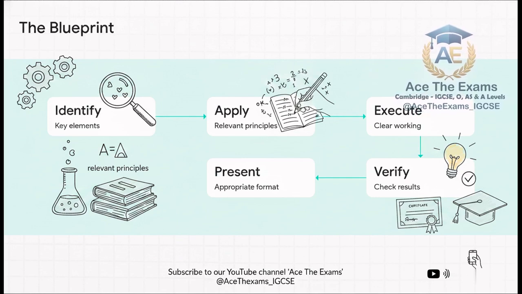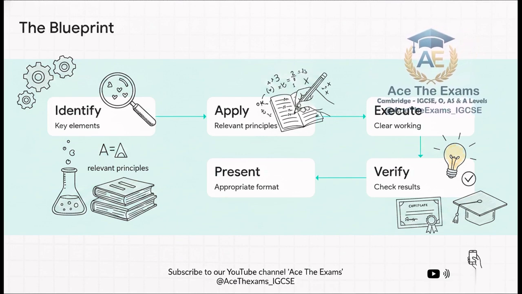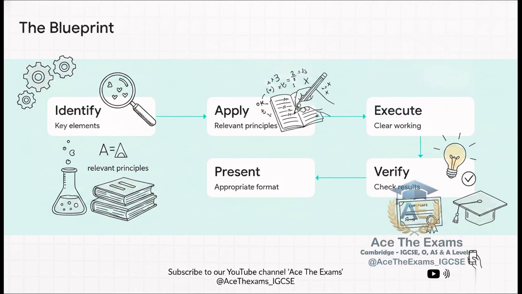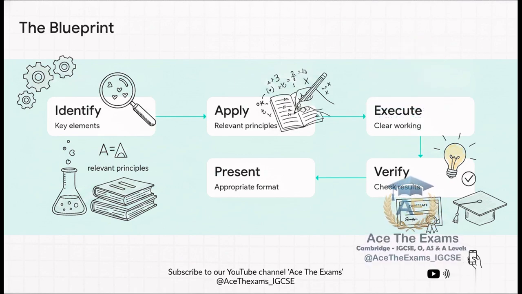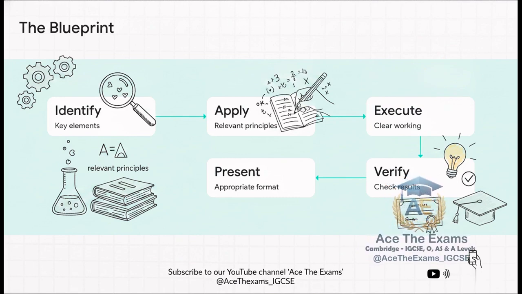Okay, let's dive into this standardized sequence. This is the exact procedural framework expected by examiners. It's the physics success blueprint. Let's watch our students rewrite their flawed answers live using this method. Step 1. Identify key elements. Sam decodes the command word "calculate" and highlights the given values.